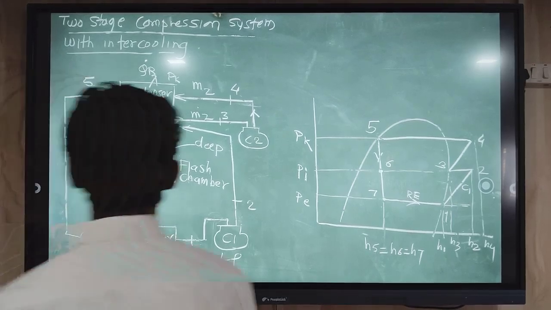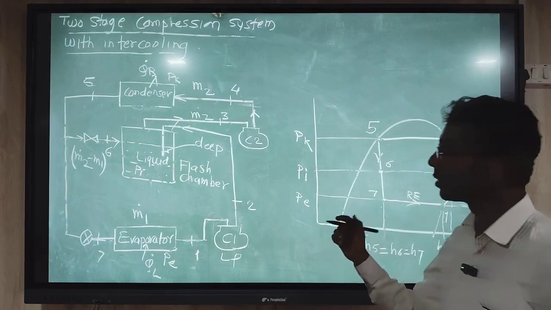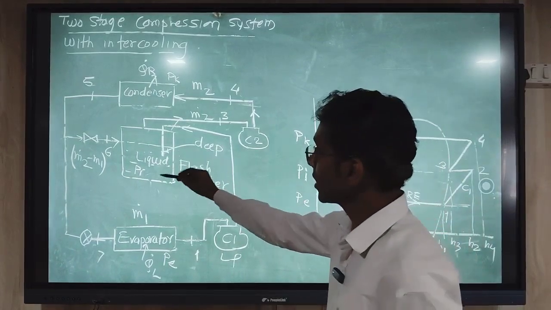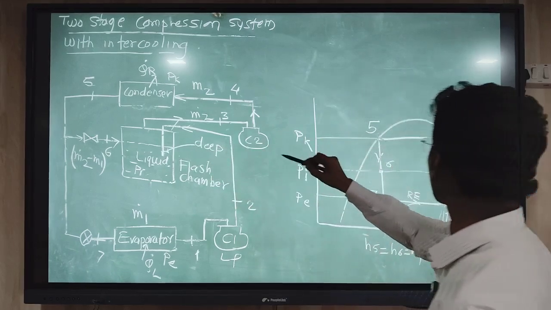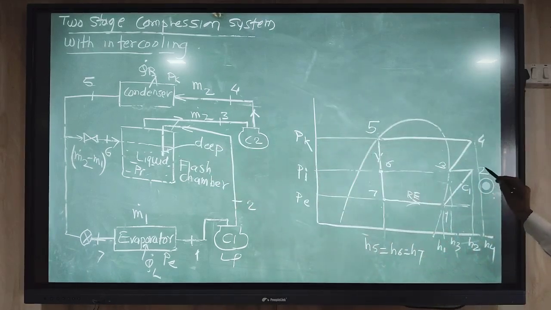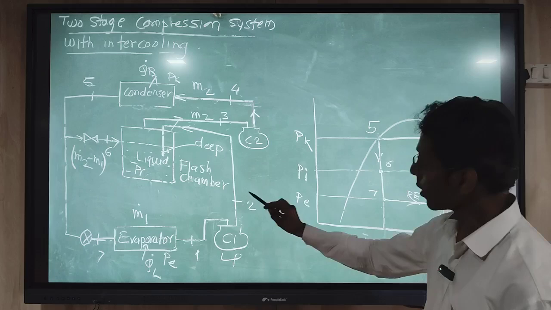So here, this is a schematic of the two-stage compression system with flash intercooling. This is a flash tank. And intercooling means what? If you see here in the p-h diagram, this is compressor 1 to 2.